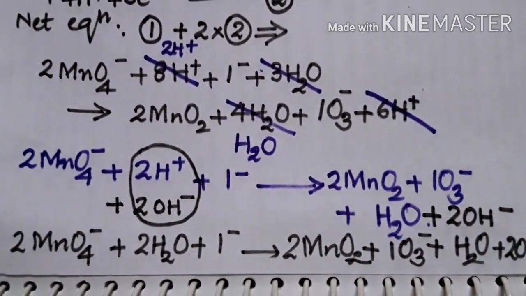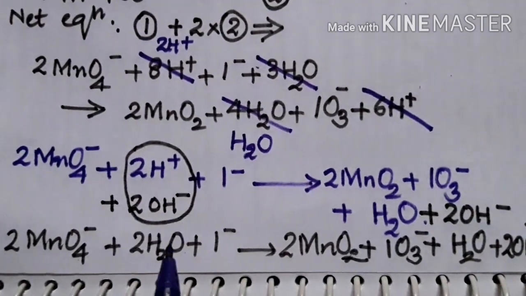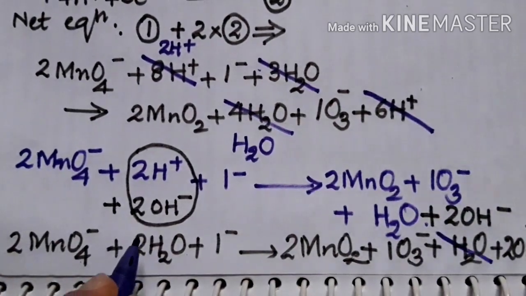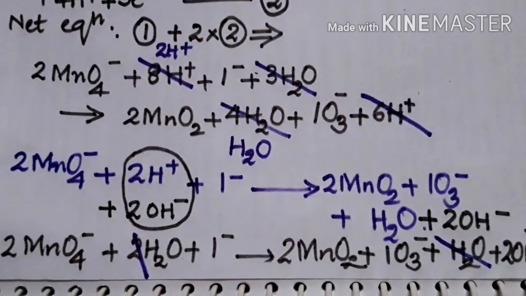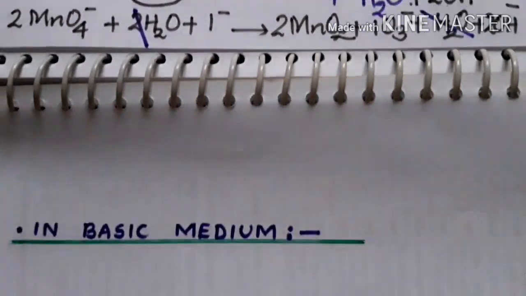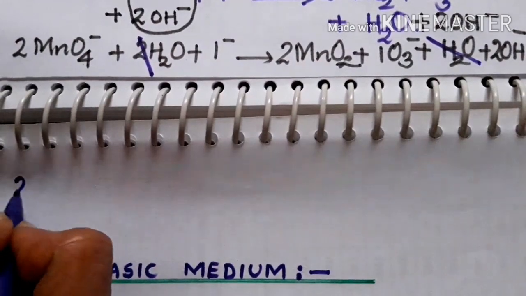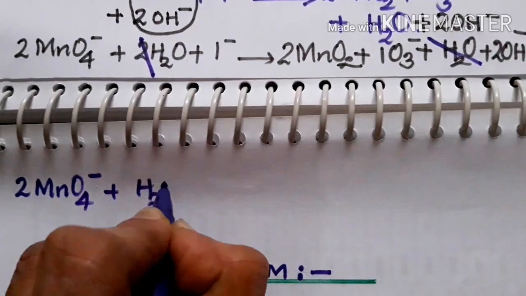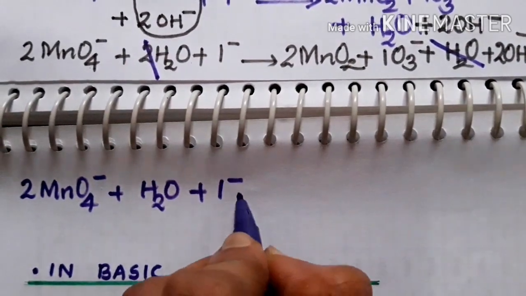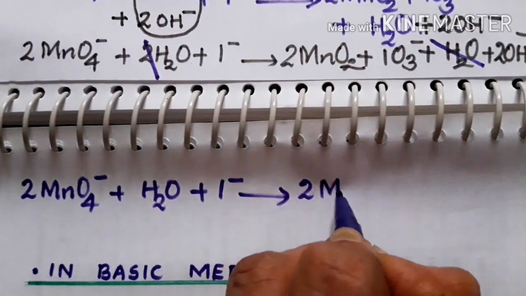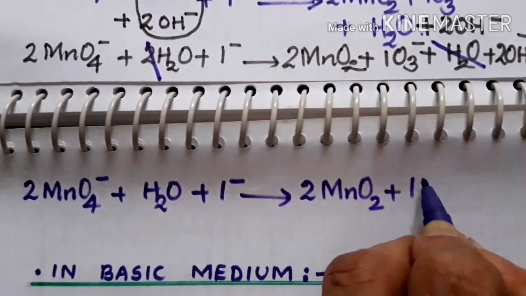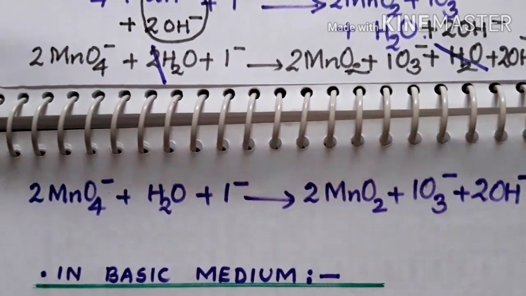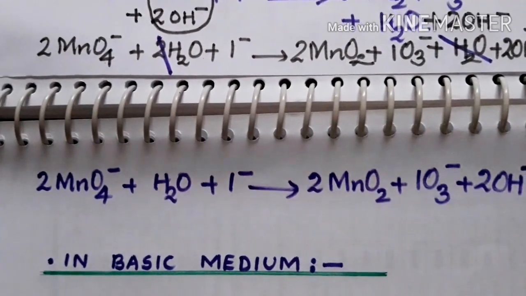So then cancel out the common ones. What do you have common in here? 2H2O on this side, H2O on that side. One H2O can be cancelled out. So the final equation will remain as 2MnO4 negative plus H2O plus I negative giving 2MnO2 plus IO3 negative plus 2OH negative. Hope it is clear.